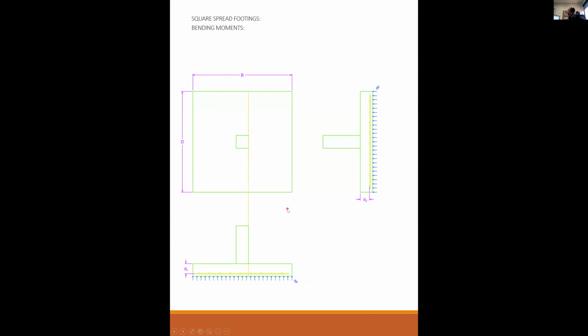Bending moments. Okay, so any questions about shear? That was shear in the east-west direction, shear in the north-south direction, and punching shear.